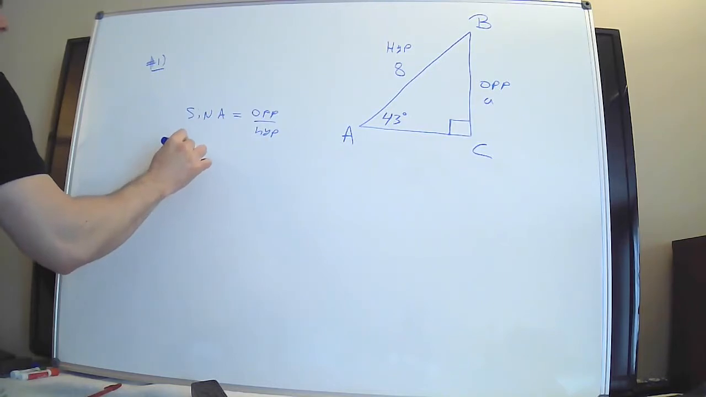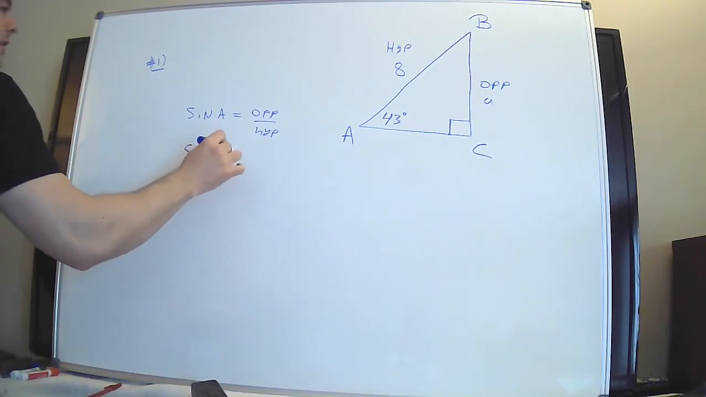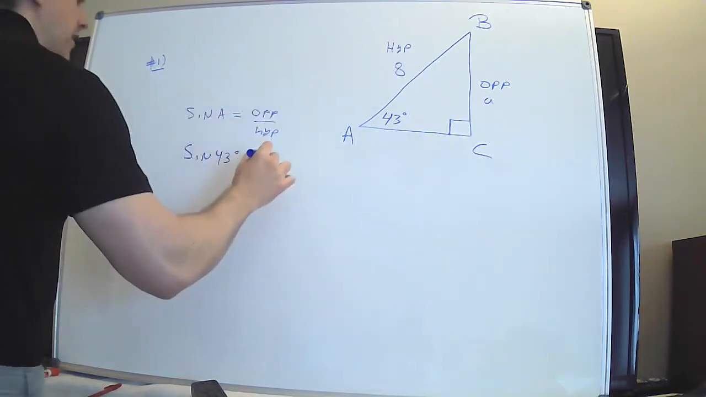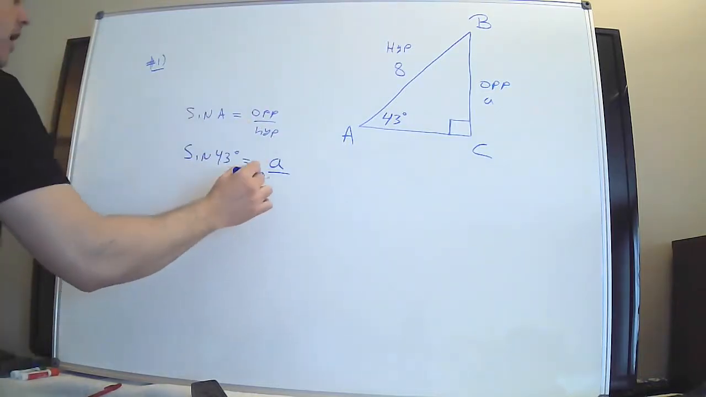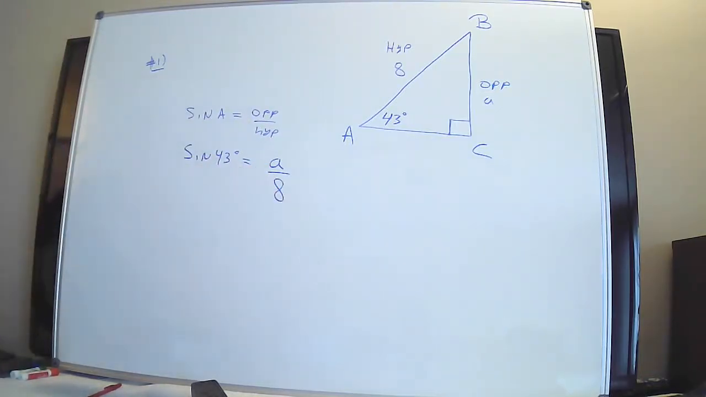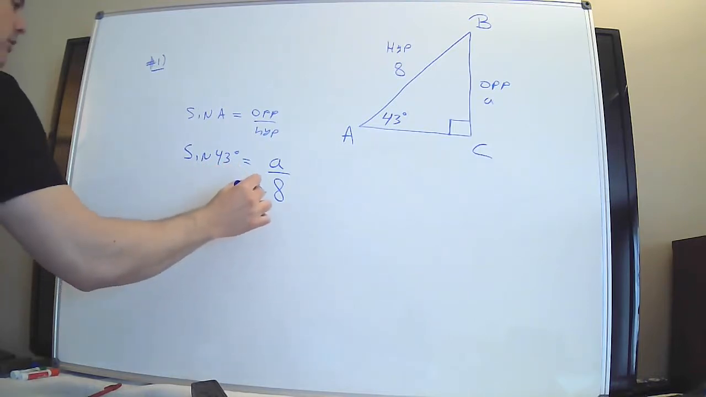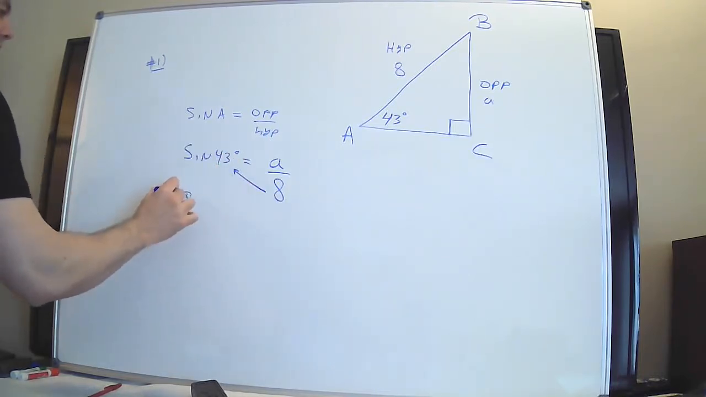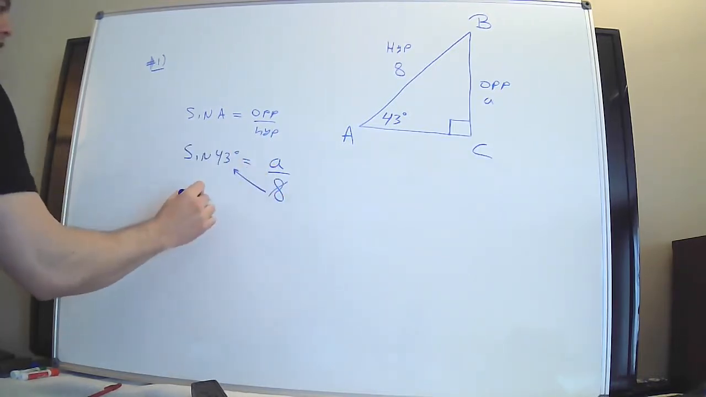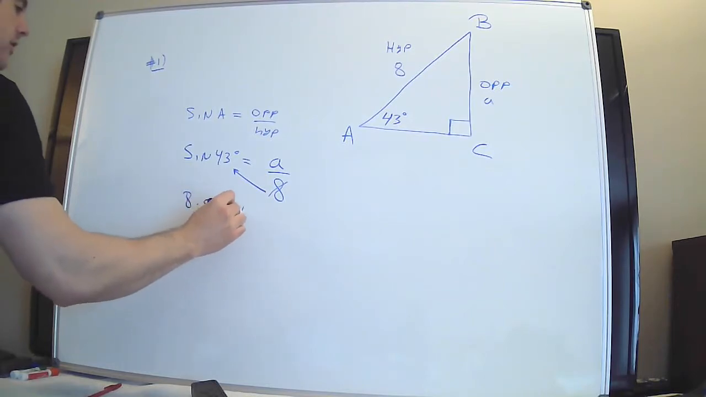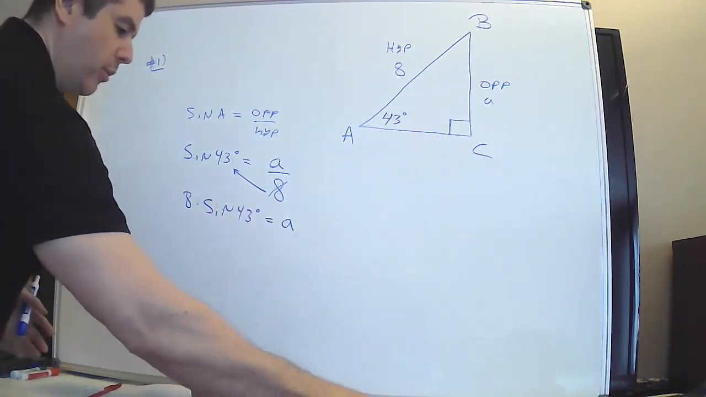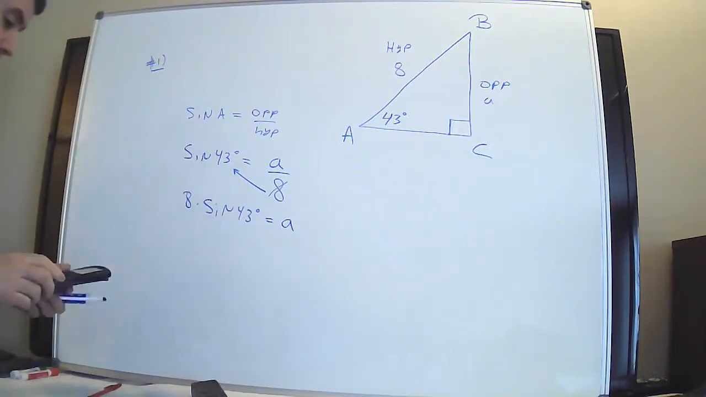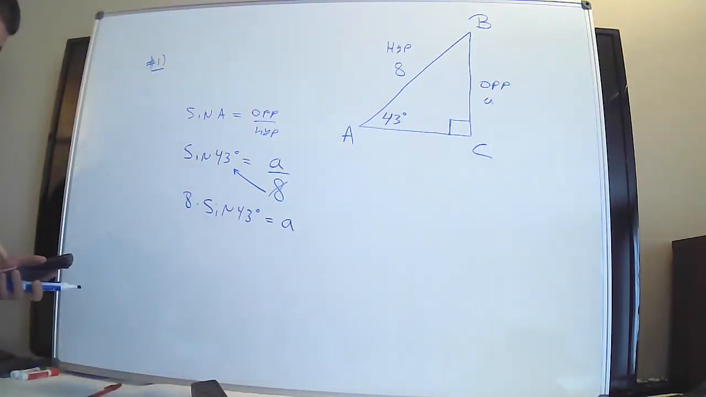I am given angle A. It's 43 degrees. The opposite side is what I'm looking for. You could call it little a, you could call it x, I don't care. The hypotenuse is 8. Now all I have to do is move that 8 over to the other side, right? Get rid of it from the bottom, cross multiply, do the crisscross. And there you go. Now you have no choice at this point. You have to do it on the calculator. You have to hit 8 times sine 43.